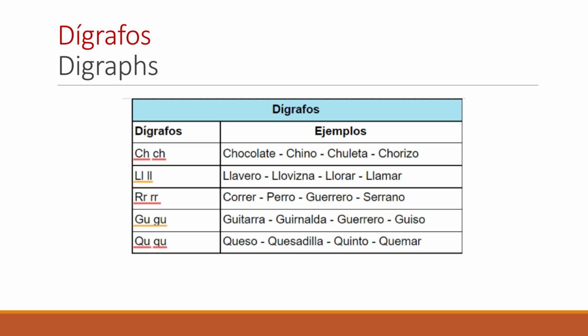So there are also a couple of important digraphs in Spanish. You have CH and LL, right? So CH, ch, chocolate, chino, chuleta, chorizo. LL, for example, I believe in Argentina, it's more of a sh sound. Llorar, llamar. Again, people understand you whichever one you use.